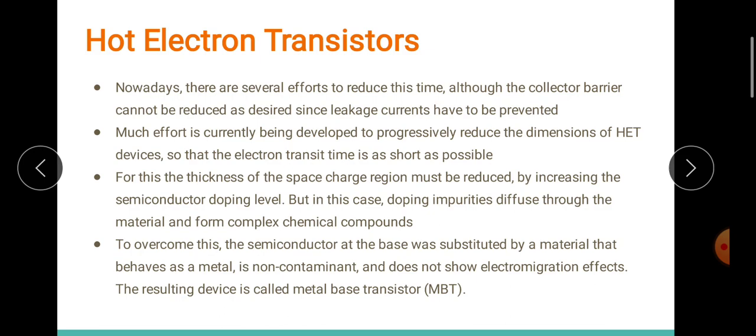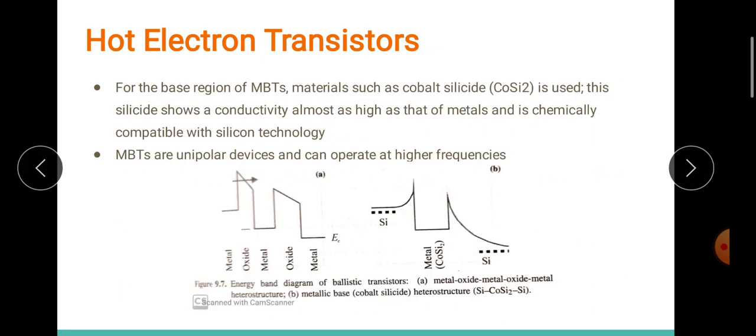So from our normal hot electron transistors, I replaced the base material by a metal, forming the new kind of transistor, the metal base transistor. In the base region of the metal base transistors, we may use materials like cobalt silicide, and they have high conductivity. So such devices were also formed. So two common types of MBT, metal base transistors, are shown in figure.